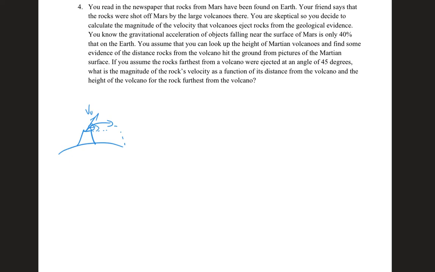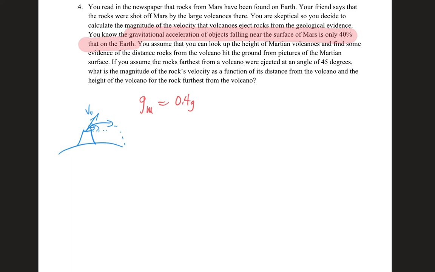On Mars, gravitational acceleration is only 40% of that on Earth. So little g for Mars is 0.4 of big G, or 0.4 times 9.8, if we're going to go in meters here.